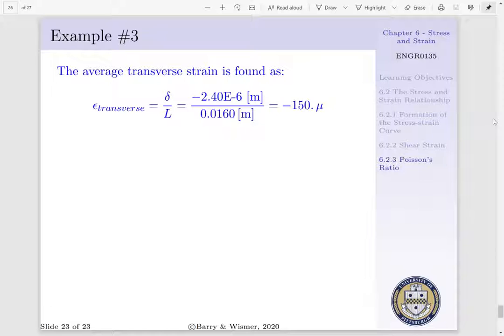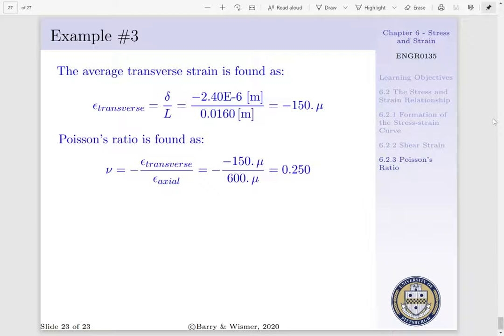The average transverse strain is found as our deformation in our transverse direction per the characteristic length describing this direction. In this situation, delta is equal to minus 2.40 micrometers, for our diameter has decreased. L in this situation is not the length of the bar. It is a characteristic length in our transverse direction, i.e. our diameter. So we'll take this value to be 0.0160 meters. And we find our transverse strain to be minus 150 mu.